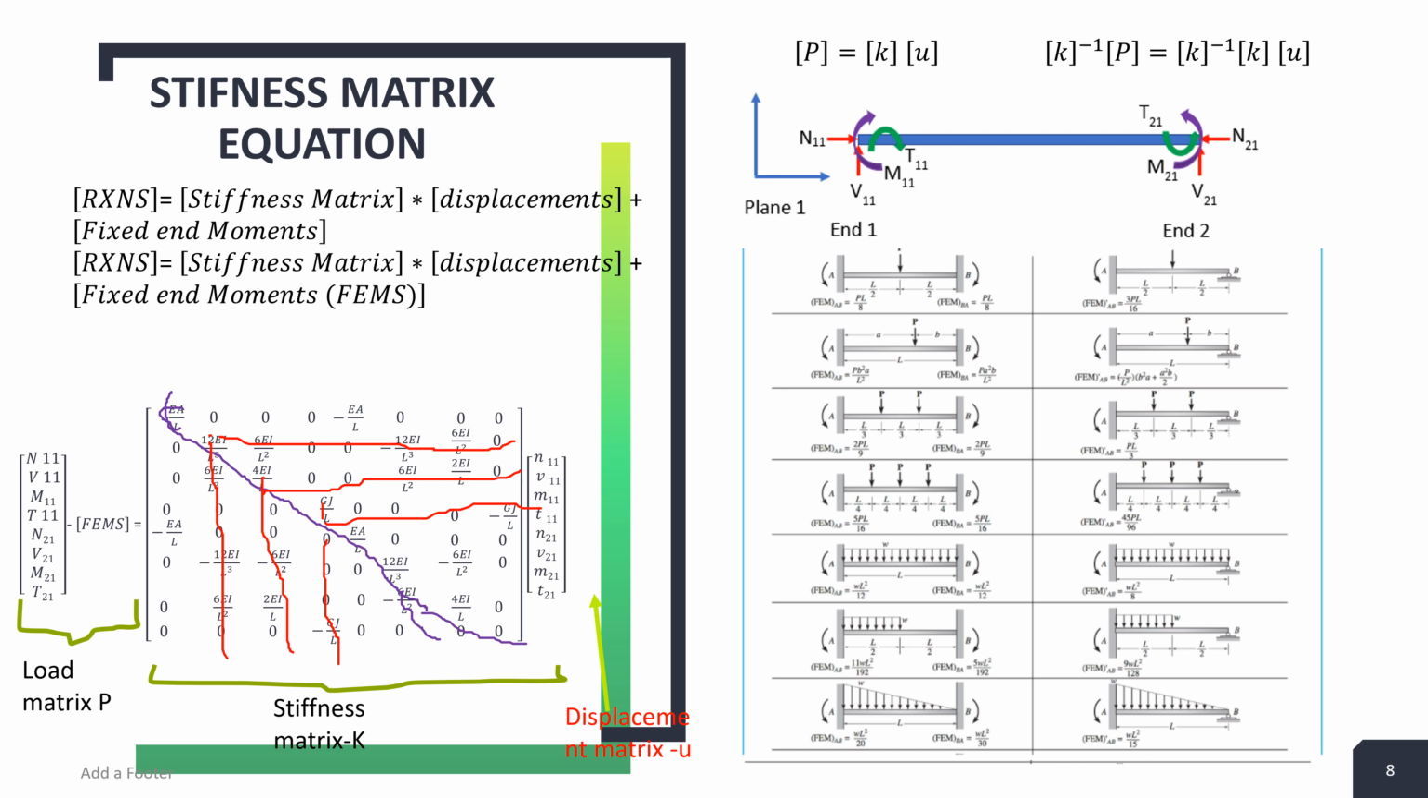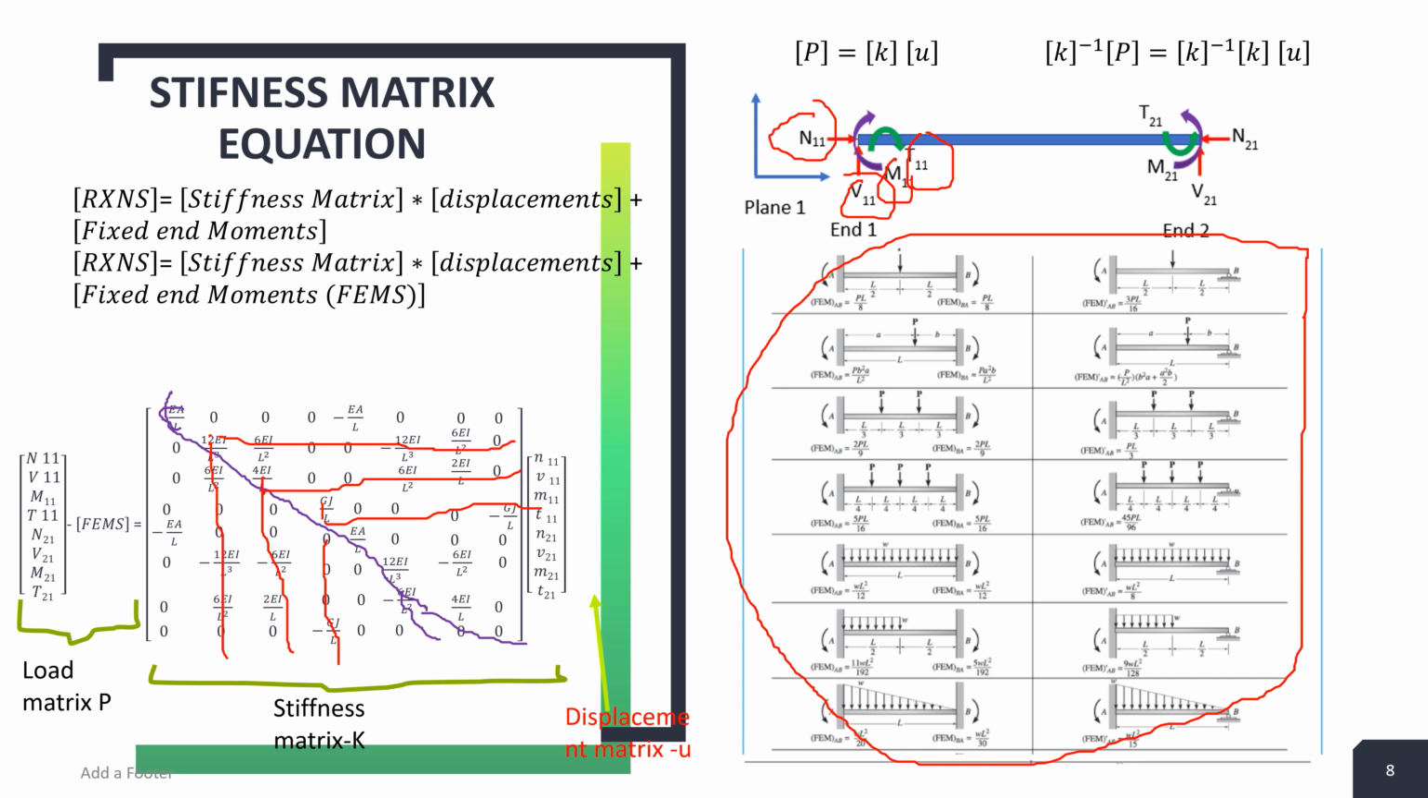When it is transformed, it is different. So the governing equation is the reactions are like this. This reaction N, V, M, and T equals the stiffness matrix times the displacement plus the fixed end moments, and fixed end moments are usually determined from standard tables like this. So it should not be very difficult to do.